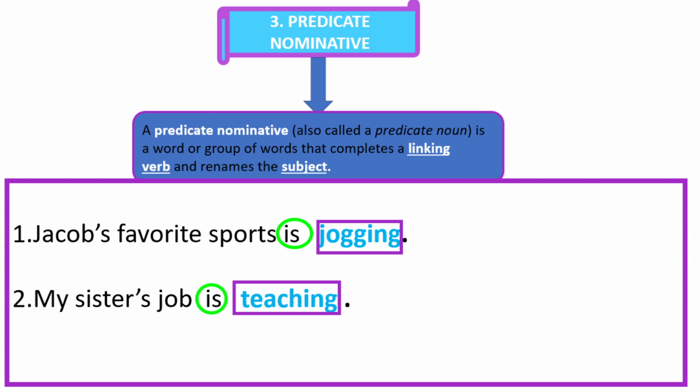Number 2, my sister's job is teaching. So, linking verb is, and then teaching is the gerund that functions as a predicate nominative. If we reverse, teaching can become the subject of the sentence. Teaching is my sister's job. So you see that one? That's how you can locate a predicate nominative, or that's how you can identify the function of a gerund as a predicate nominative. It comes after a linking verb. It renames the subject, or if you reverse the sentence, it can become the subject of the sentence.